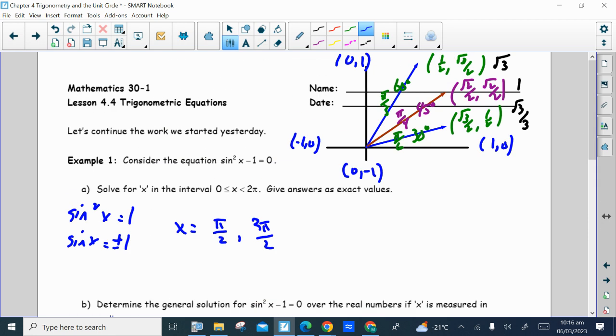So if we look at this, we have an angle at pi on 2 as one of our answers and 3 pi on 2 as the other. They are exactly pi radians apart, no matter whether you go in a positive direction, which is counterclockwise, or a negative direction, which is clockwise. No matter which way you go, they are the same distance apart. They are pi radians apart.